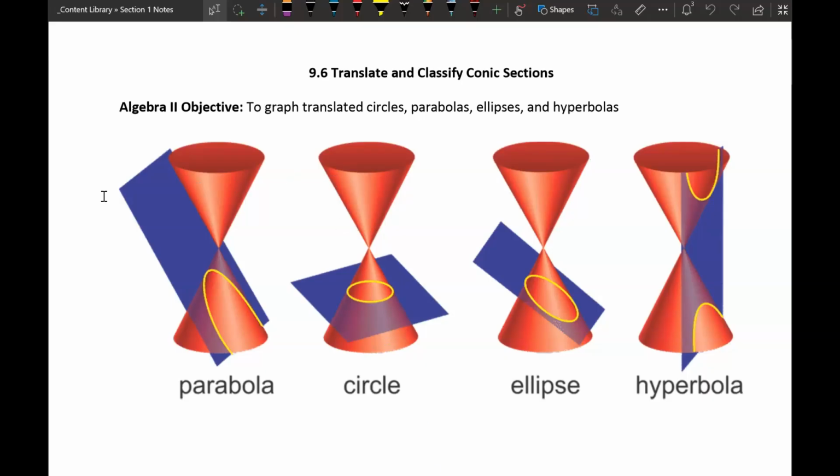Today we're going to translate and classify conic sections. And our objective is to graph translated circles, parabolas, ellipses, and hyperbolas. So everything's going to come together today.